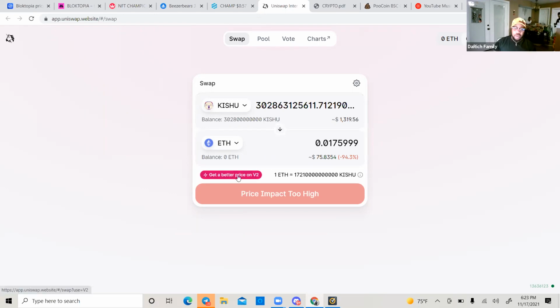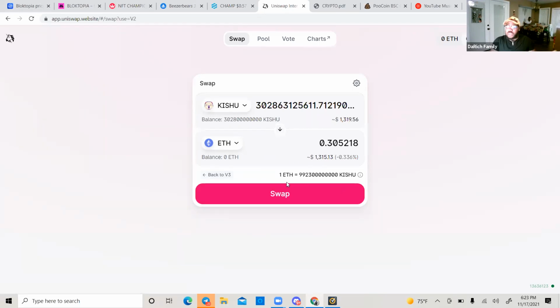Now, it says get a better price on V2. There are different variations of levels where you can swap this out. I want to swap it for the cheapest. I want as few fees as possible, and you're going to be able to do something like that.